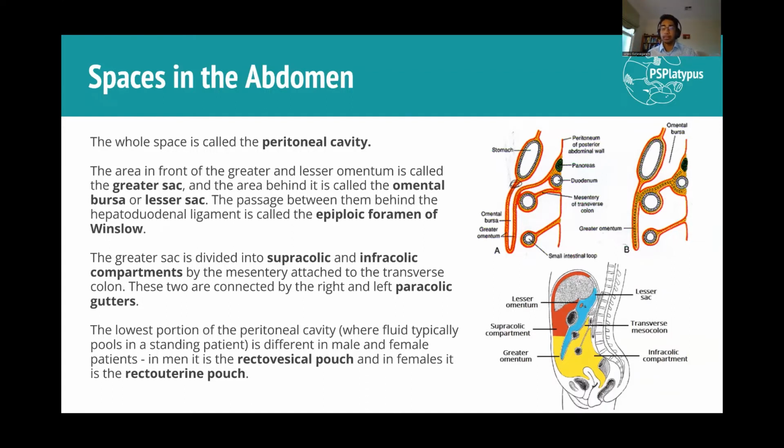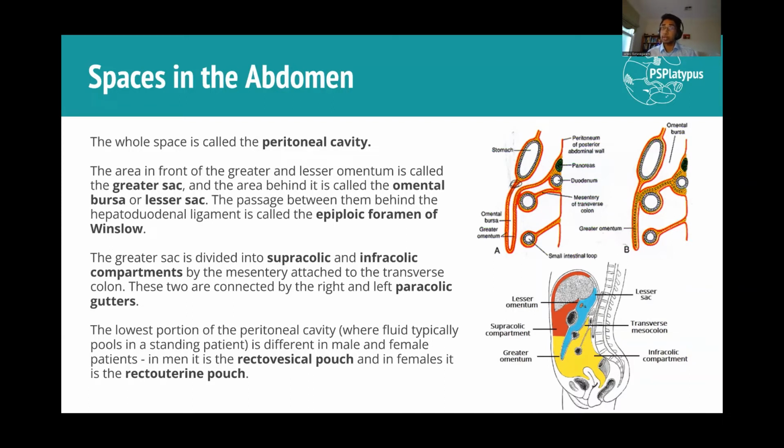Okay, so there is a channel between the greater and lesser sacs, which is sort of behind that hepatoduodenal ligament that we talked about just before, and that's called the epiploic foramen of Winslow. We also have the supracolic and infracolic compartments of the greater sac, and the boundary for those is the transverse colon and the mesentery attached to it.